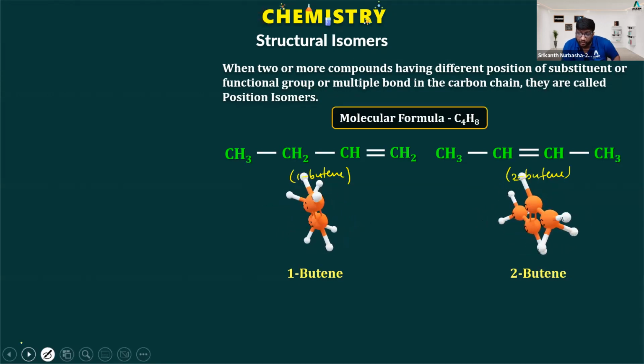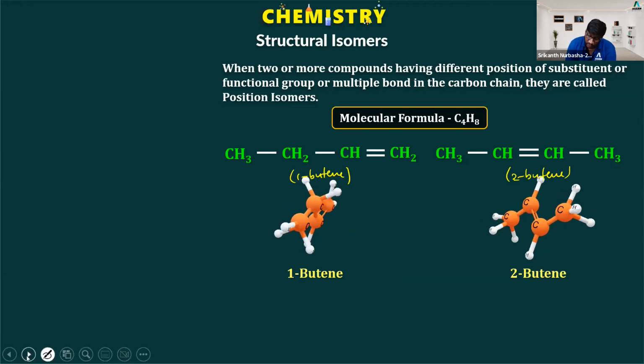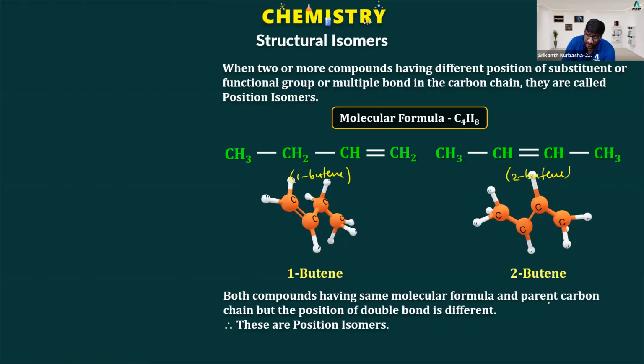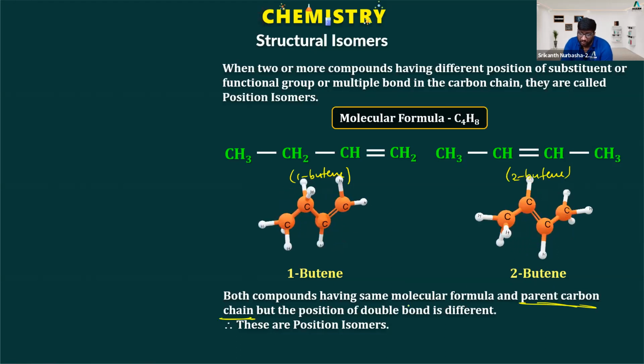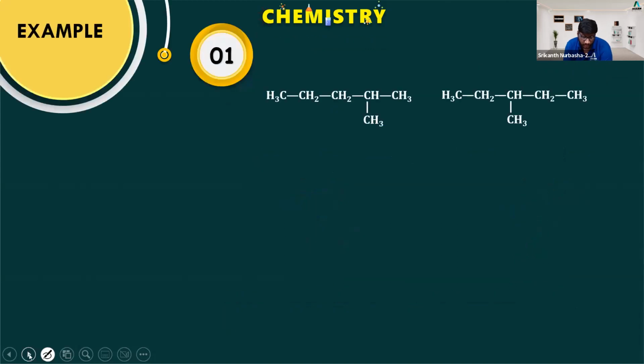The molecular formula is C4H8 for these compounds. Both compounds have the same molecular formula and parent carbon chain. The parent carbon chain and molecular formula should be the same, but there is a difference in the position of the double bond. So they are said to be positional isomers.